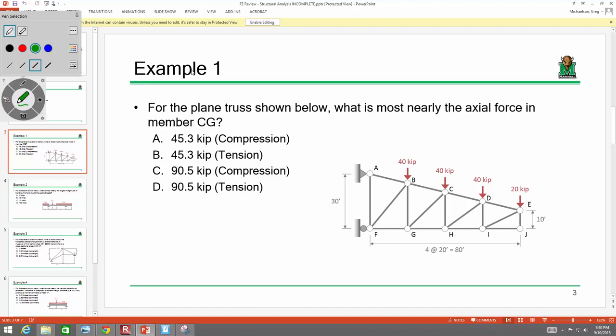It's very possible that on the FE, you might get asked a question where instead of looking for this member, they're looking for this one. In that case, just say, hey, it's not in compression, and there's two of your potential answers gone. Does that make sense? No, those are good questions to ask, really. That's the type of stuff you want to ask.